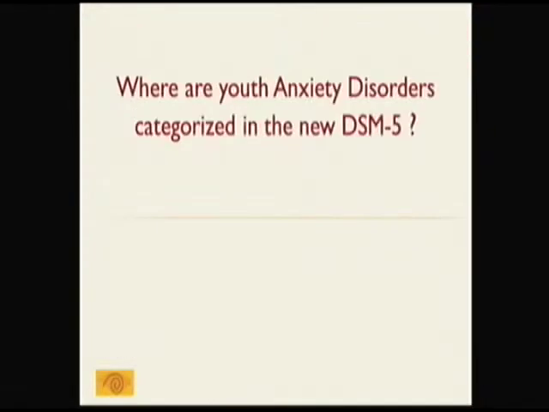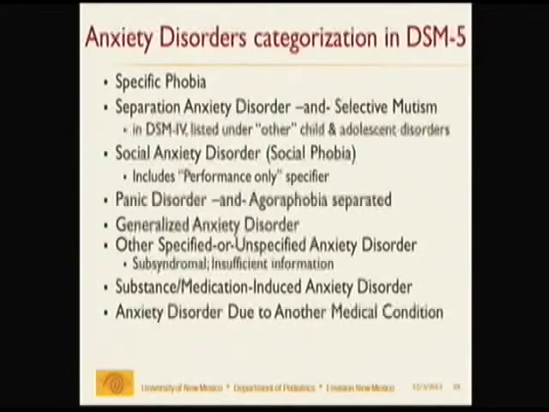Now in the new scheme in the DSM-V, we're going to be looking at how the youth anxiety disorders are categorized. They're in 3 locations as follows. There's the anxiety disorders categorization that includes what we just went over: specific phobia, separation anxiety disorder, and selective mutism are now in the anxiety disorders category. Social anxiety disorder is the new name for social phobia.